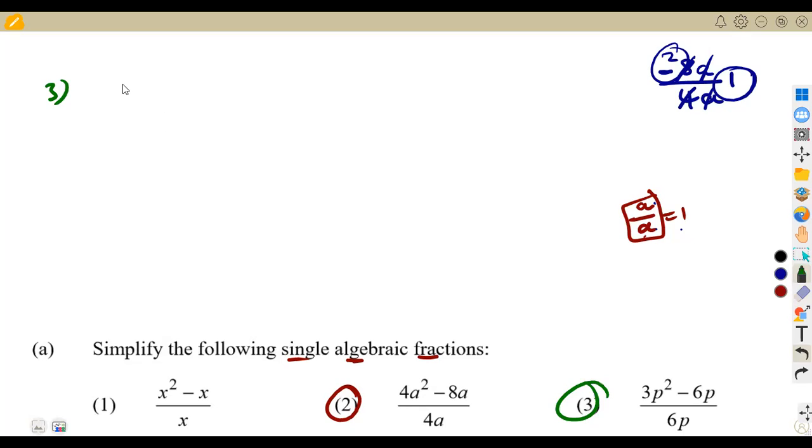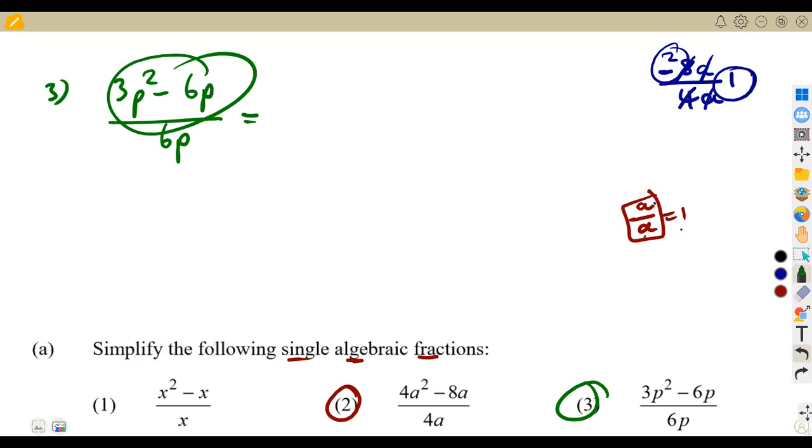All right. So the next question, it is given as 3p squared minus 6p everything over 6p, like this, and we are asked to simplify this. All right, so back to the factorization part. On the numerator, you can see that we've got a binomial expression. So we can factor out comparing 3 and 6.